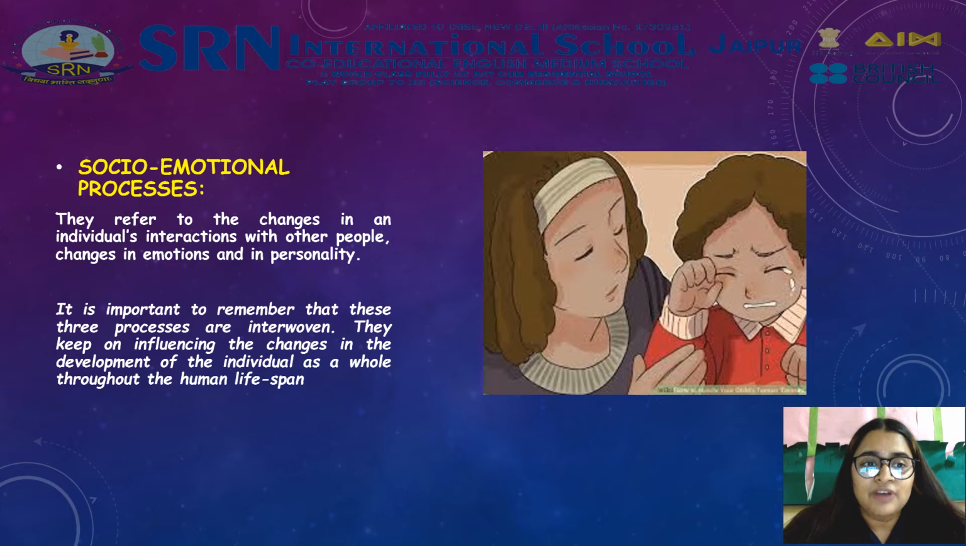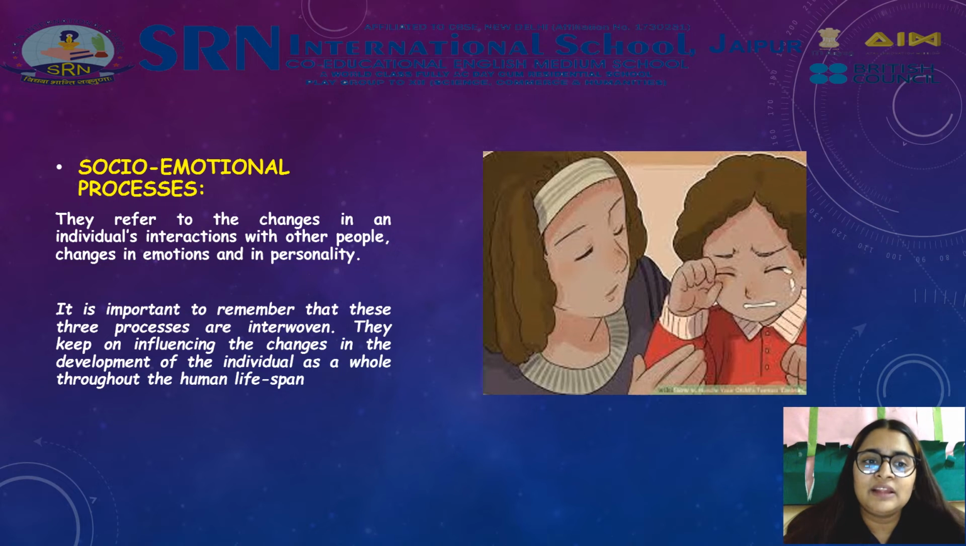So I am going to explain a little more simply that socio-emotional processes are when we try to interact with our family members or our friends, and we develop emotions, we start to recognize our emotions in a social context, and that results in developing our whole personality. That is our socio-emotional processes, and development is influenced by socio-emotional processes too.